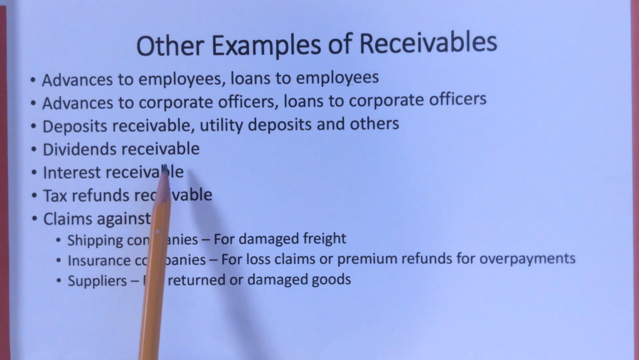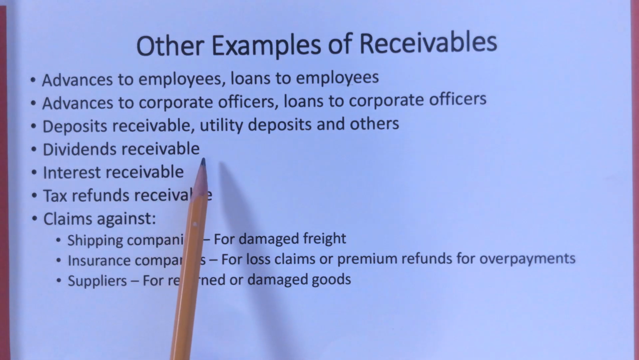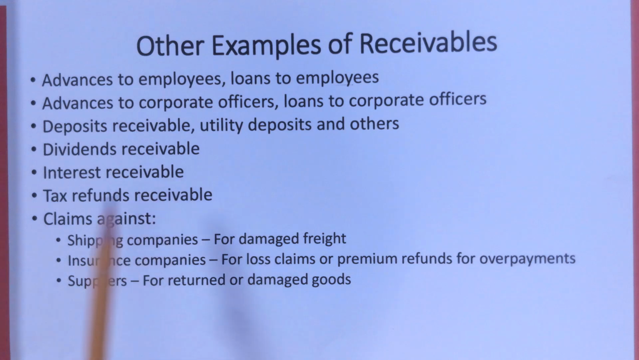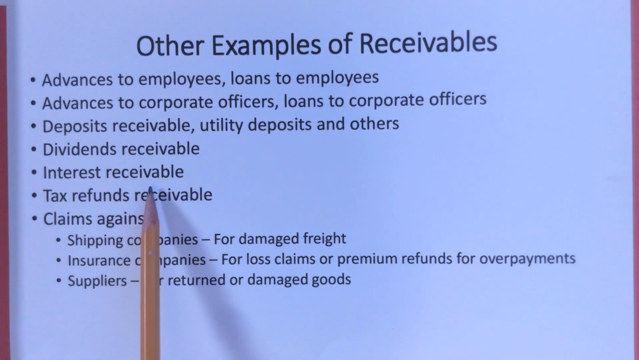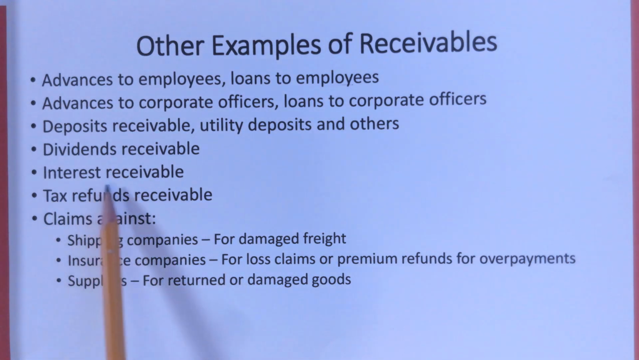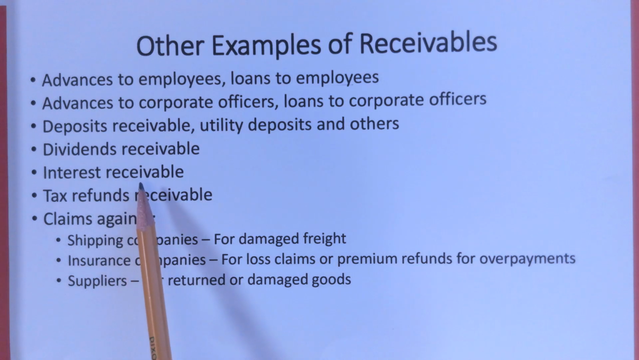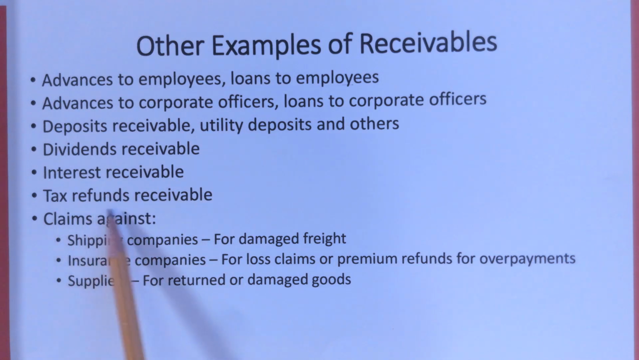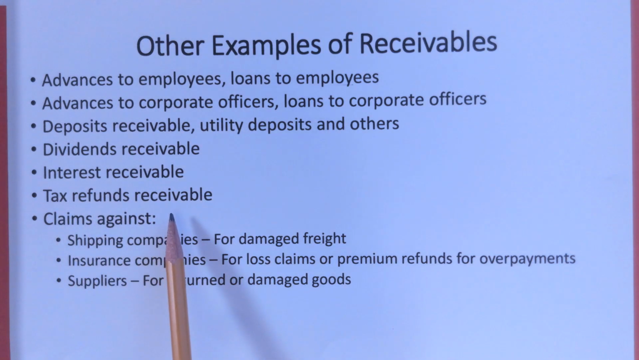Dividends receivable, if we have some dividends that we're expecting from one of our equity investments. Interest receivable, this is quite popular, very common. If we make a loan to another entity that's an interest-bearing loan, interest will build up over time. So if there's any interest that has built up, or what we call in accounting accrued, any interest that has accrued but we haven't received yet, we would go ahead and record it as an interest receivable. You also have tax refunds receivable if you have overpaid your taxes.